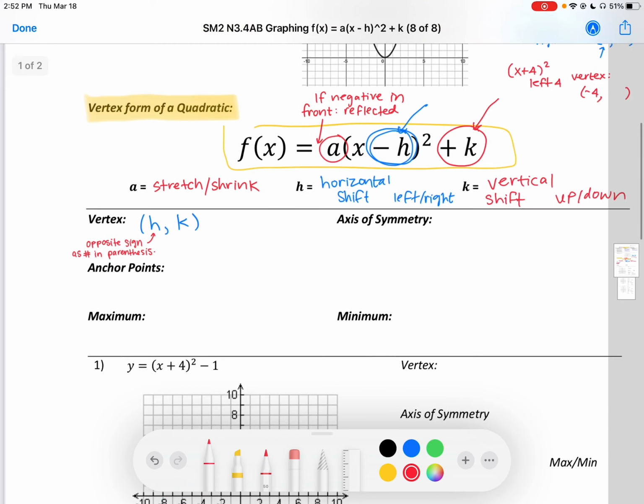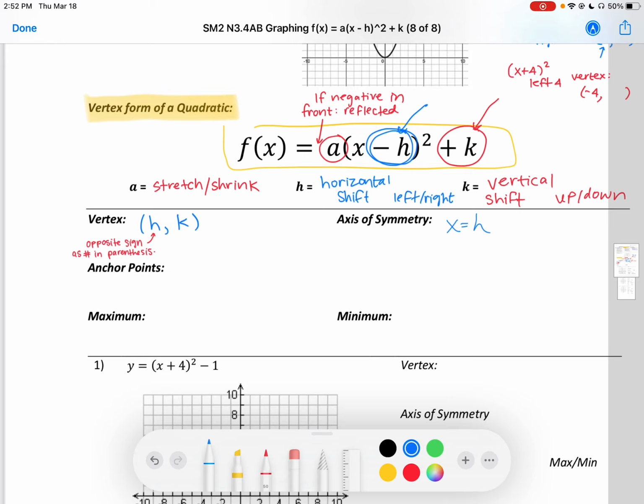Okay? And then because h is the x value of our vertex, that means that the axis of symmetry is going to be x equals h. So you can write that down.